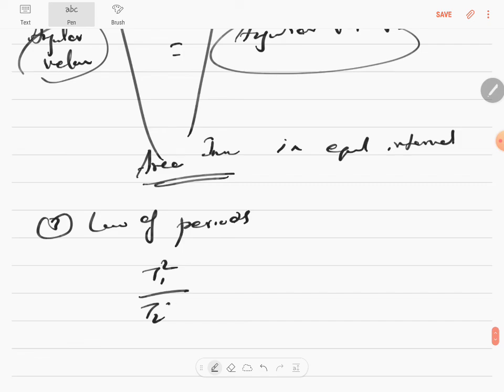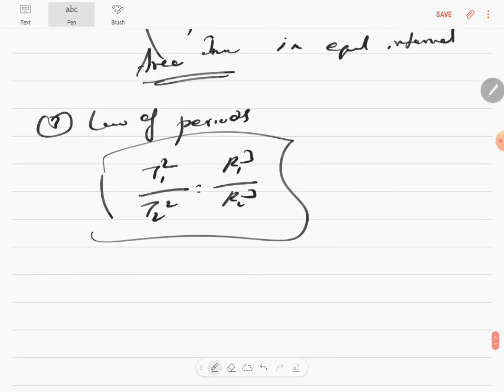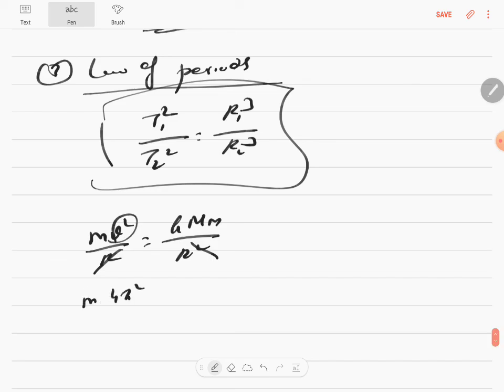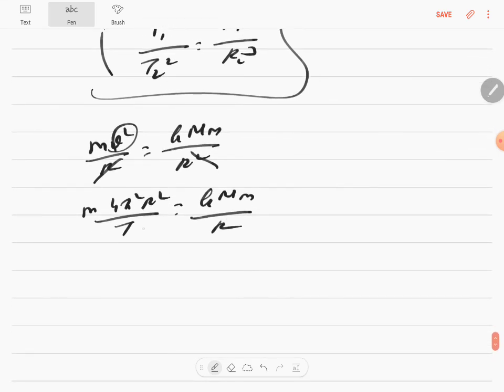T1 square by T2 square is equal to R1 cube by R2 cube. We just saw a relationship: the square of the time period is proportional to the cube of the radius. How did Ashika tell us to do that? She told us to do mv square by r equal to G capital M small m by r square, the force, because r and r get cancelled. Instead of v, you can write 2 pi r by T.